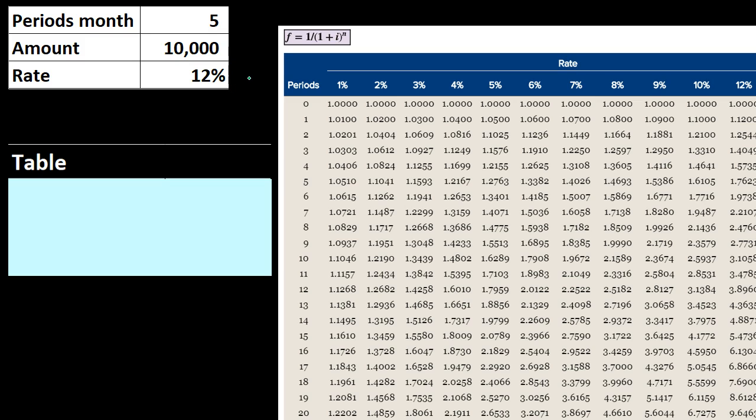We can do this with formulas. We can do this with the tables. We can do this with Excel. We're going to be taking a look at the tables and Excel in this example.